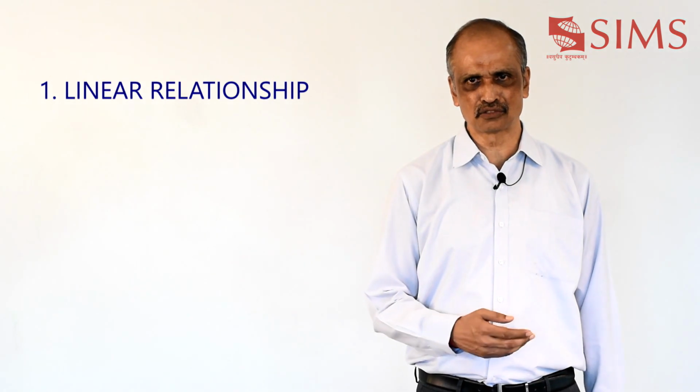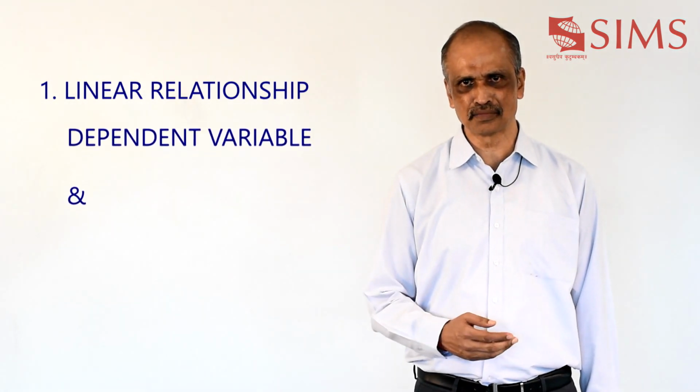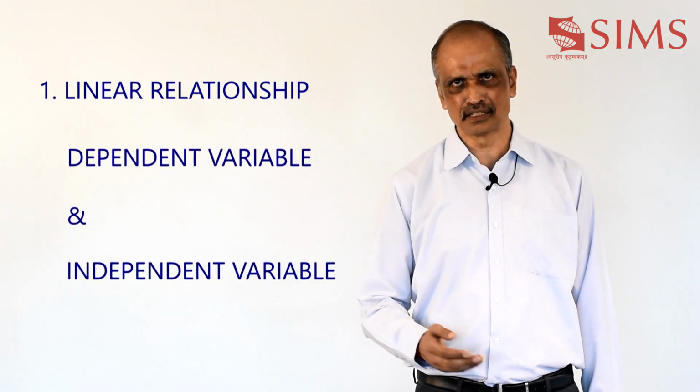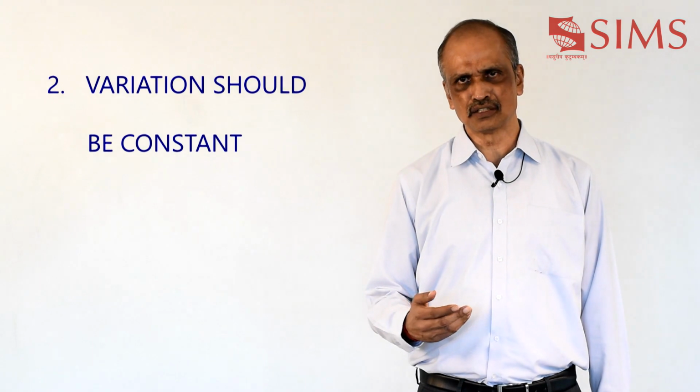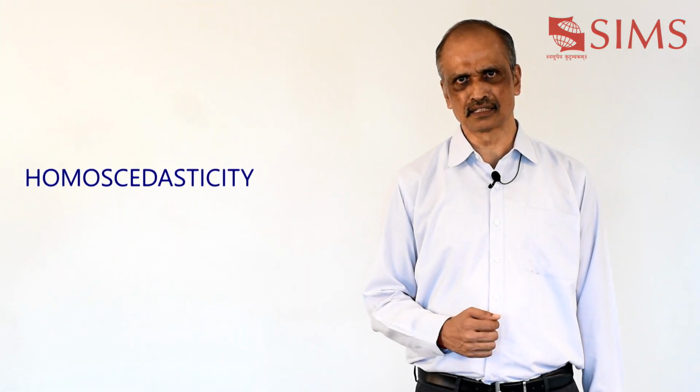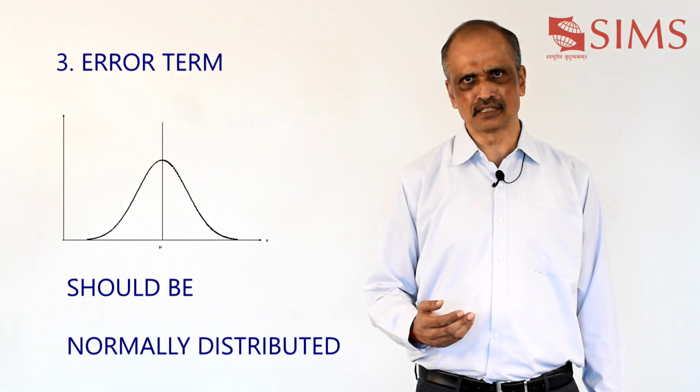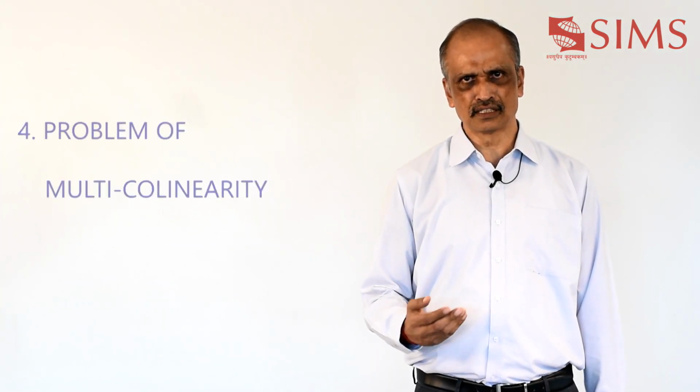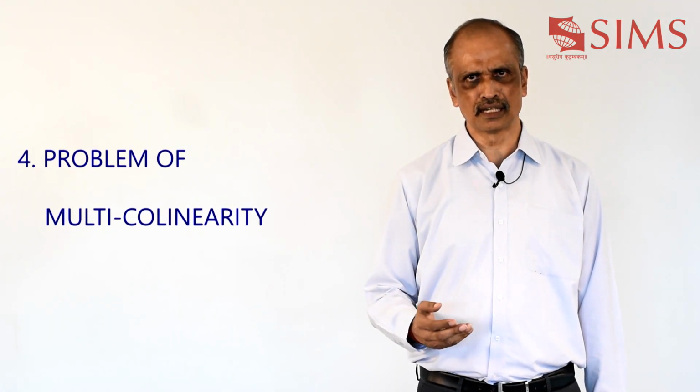Now we come to the conditions for applying multiple regression. The first condition is that there should be a linear relationship between the dependent variable and the independent variables. The second condition is that the variation about the predicted values should be constant, also called homoscedasticity. The third condition is that the error term should be normally distributed, and the fourth condition is that there should not be multicollinearity.